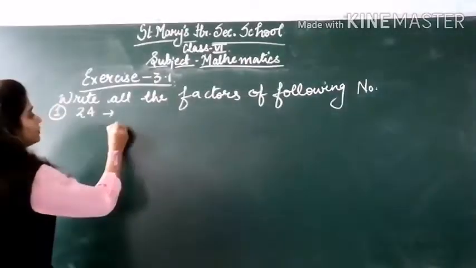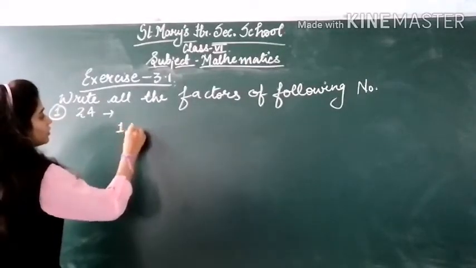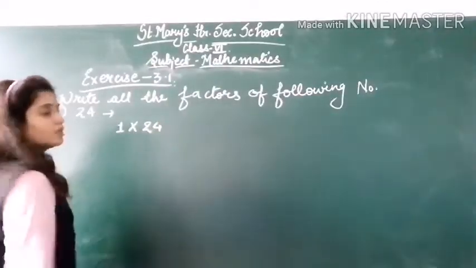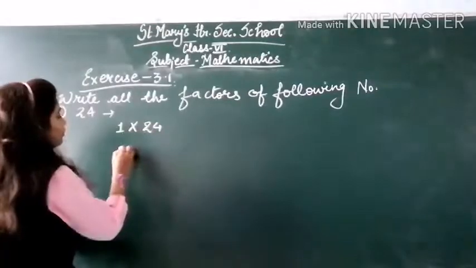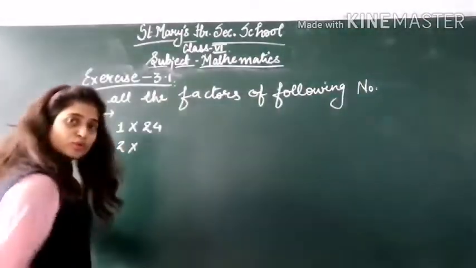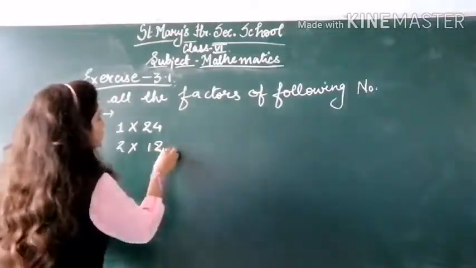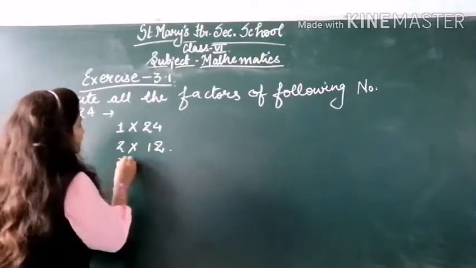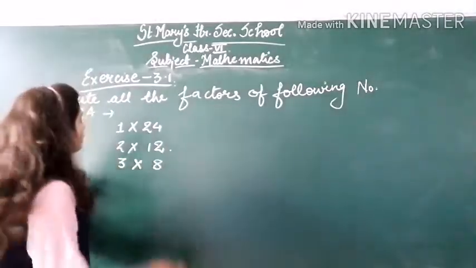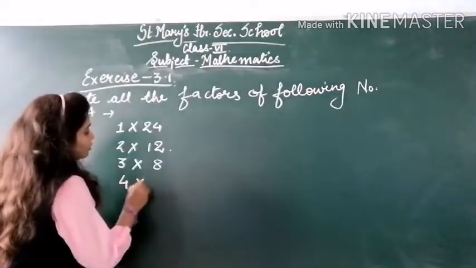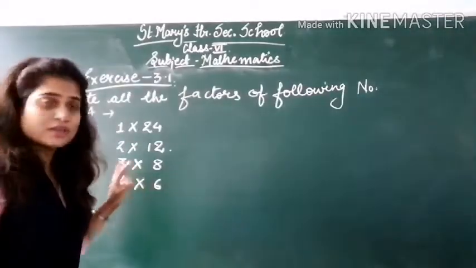Let us see. 1 will be the factor of every number. So 1 is the factor of 24. 2 is the factor of 24. 2 into 12 is 24. Then after 2, 3. 3 into 8 is 24. Then 4 into 6 is 24.